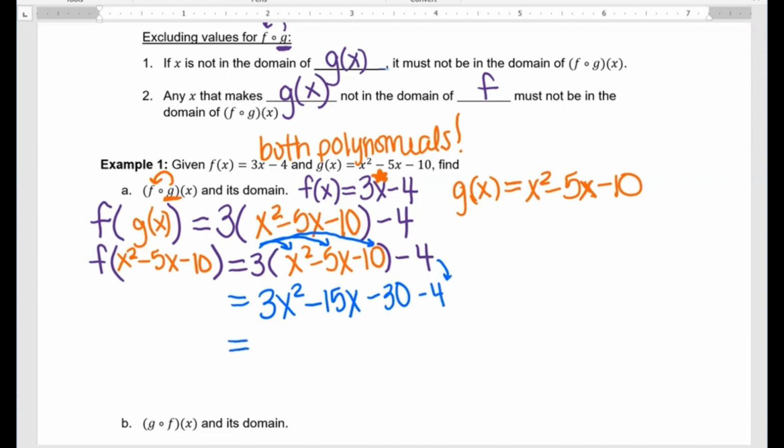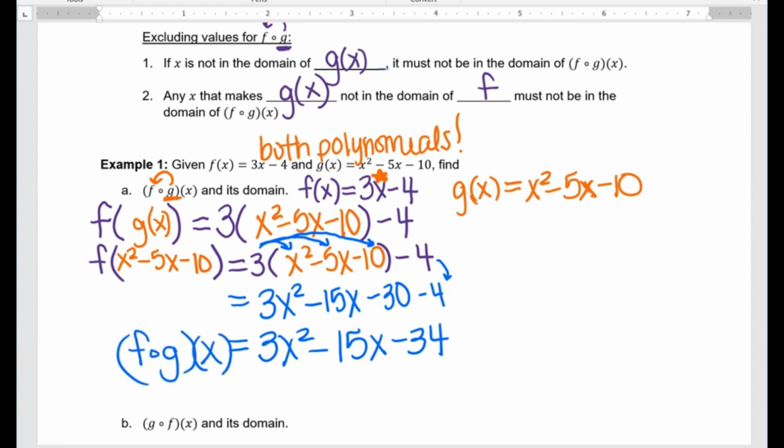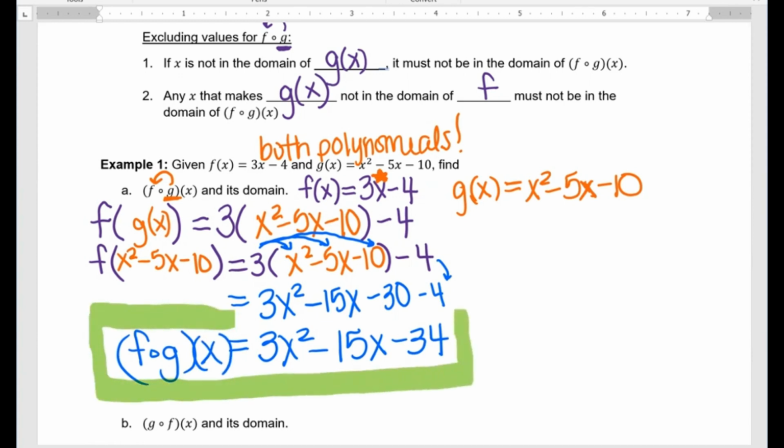Combine our like terms. We get 3x squared minus 15x minus 34. We just found f composed with g of x. That is our final answer. Now we need to look at the domains.